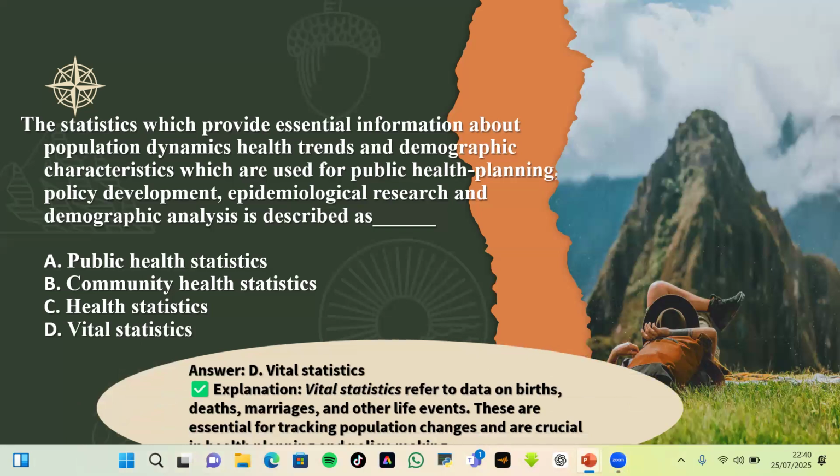The correct answer is D, vital statistics. What are vital statistics? Vital statistics refers to data on births, deaths, marriages, and other life events. These are essential for tracking population changes and are crucial for making decisions, projections, and planning.